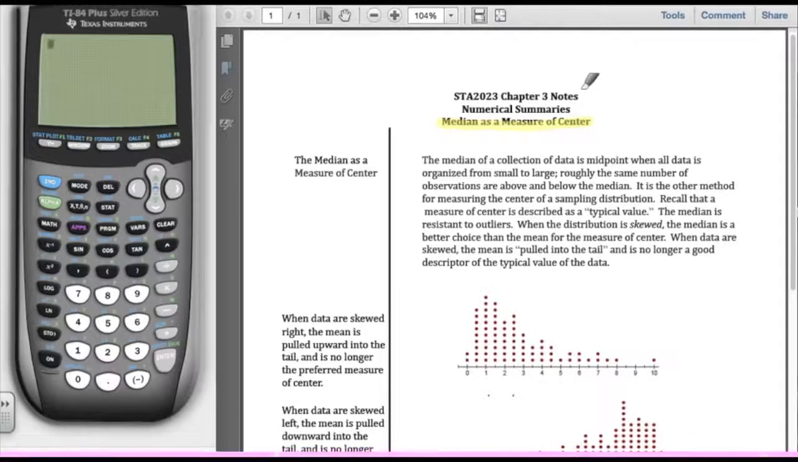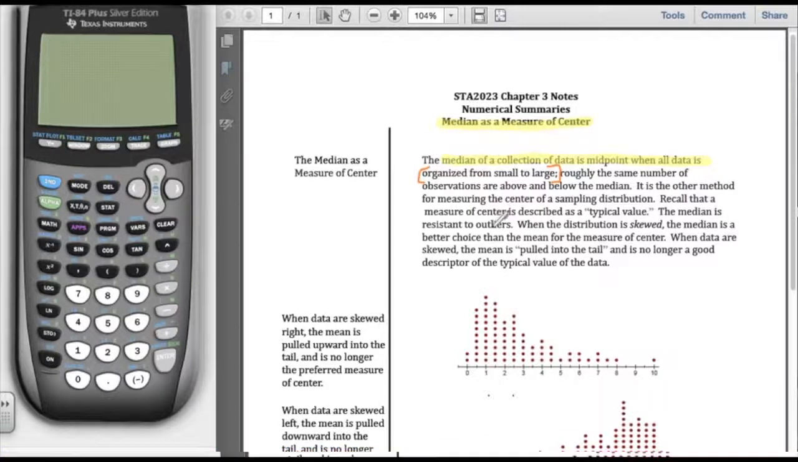The median is considered the midpoint of the data when it's organized from small to large. And that's important, especially if you're going to do it by hand. It needs to be in order from the smallest number up to the largest number. You have roughly the same number of observations above and below the median.